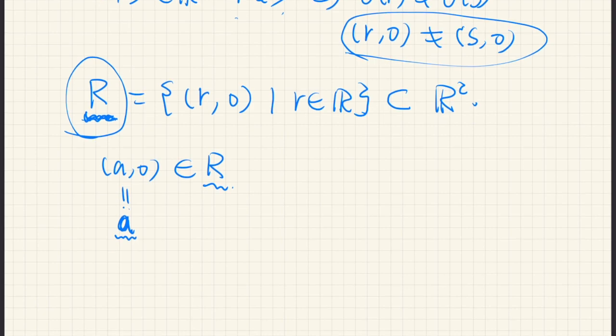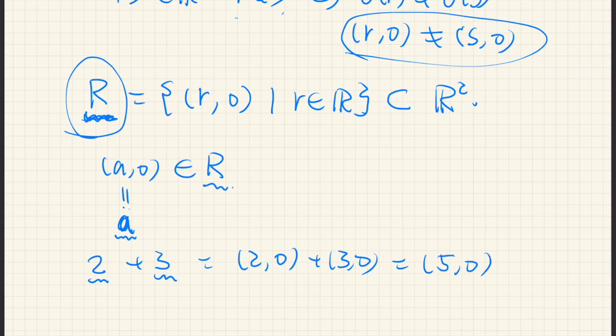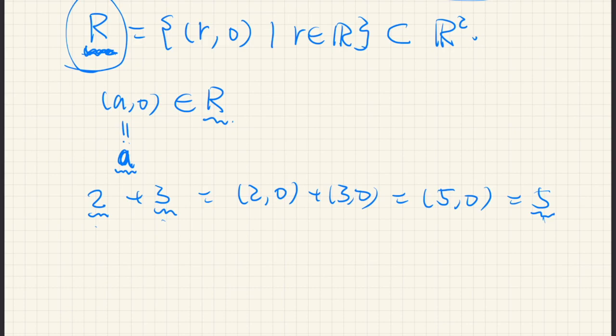For example, if we have 2 plus 3, then that is (2, 0) plus (3, 0). And that is (5, 0). But this is 5 with a wavy line. So 2 plus 3 is 5, right? So just like real numbers. And multiplication also. Let's see, 2 times 3.